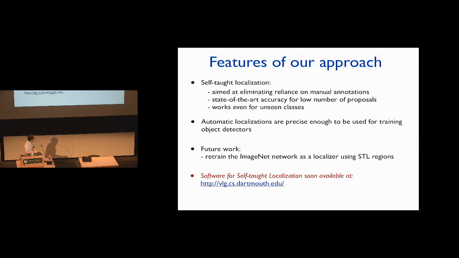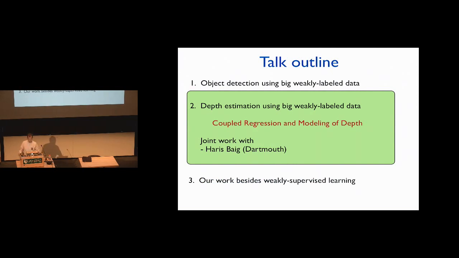So let me move on to the second project, which deals with the problem of depth estimation from a single picture. I'm going to present a technique that uses a small training set of RGB photos, but millions of auxiliary weakly labeled images to achieve really good accuracy. This portion of my talk reports on joint work with Harris Bake, who's one of my current PhD students.